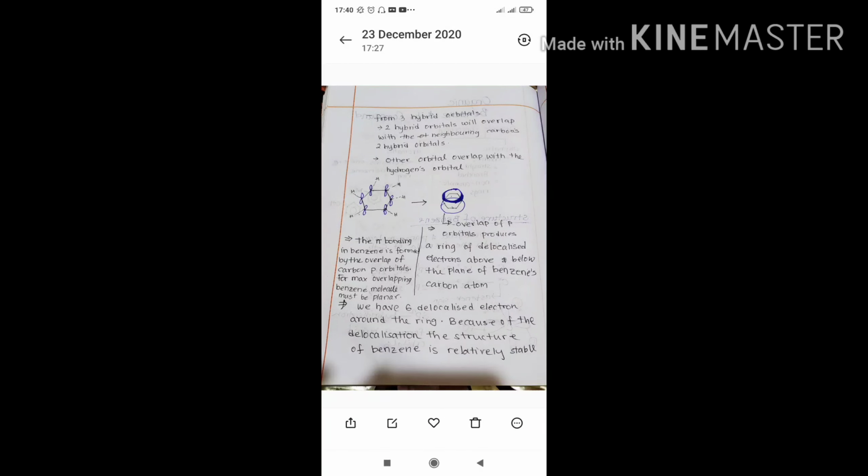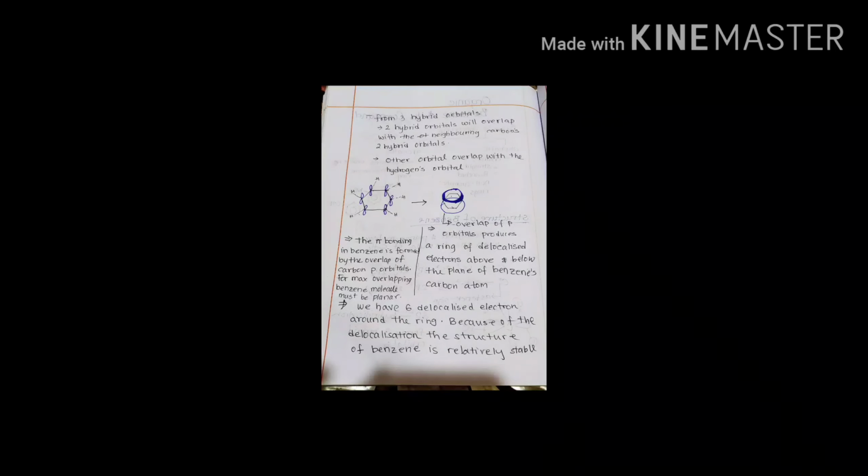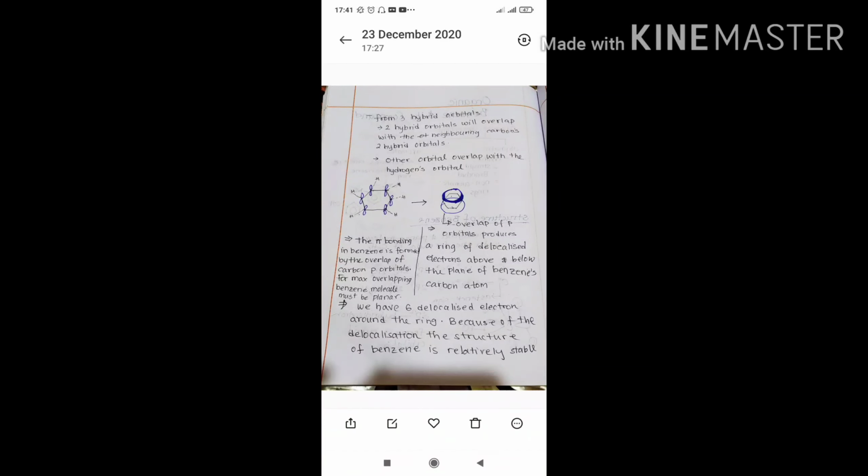And because of this overlap of p orbitals, it produces a ring of delocalized electrons above and below the plane of benzene's carbon atoms, and this causes a pi bonding in the benzene. We have 6 delocalized electrons around the ring. Because of the delocalization, the structure of benzene is relatively stable.